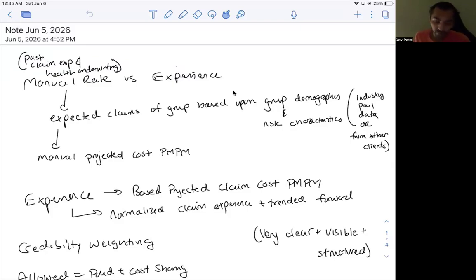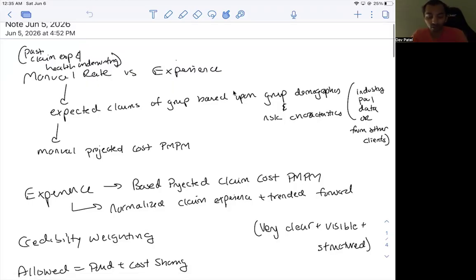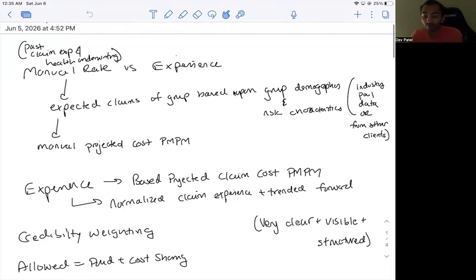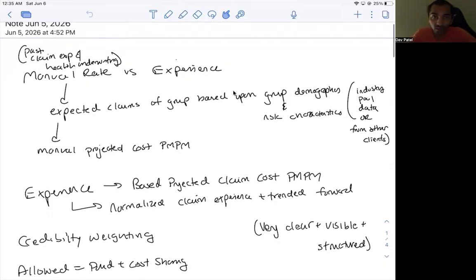So here we'll go over manual rates and experience rates, and more so manual rates and how to actually calculate the manual rates. Manual rates are expected claims of a group based upon group demographics and risk characteristics. So experience rates are from your own history of claims for the particular group, whereas manual rates are the projected claims that you think could occur in the future based upon your current group characteristics and demographics.